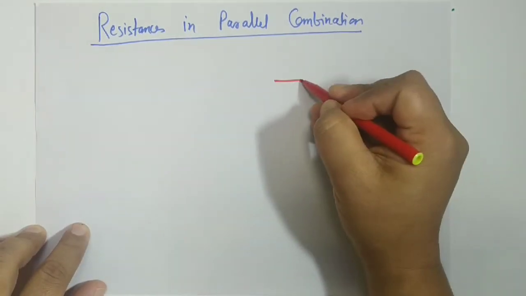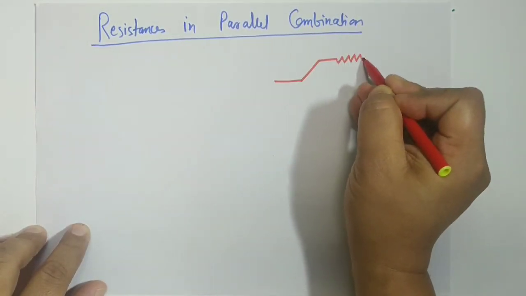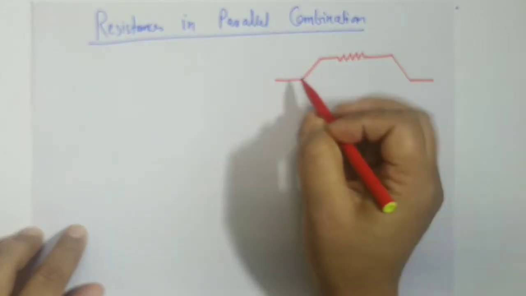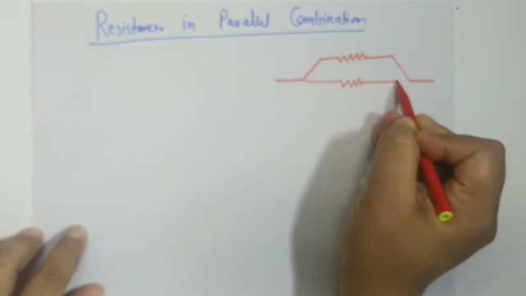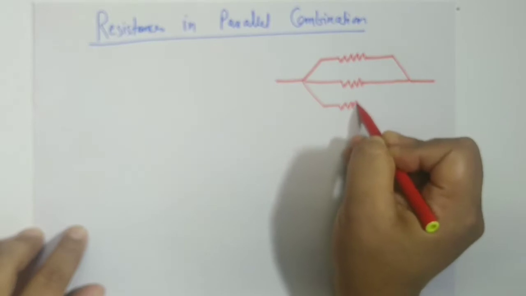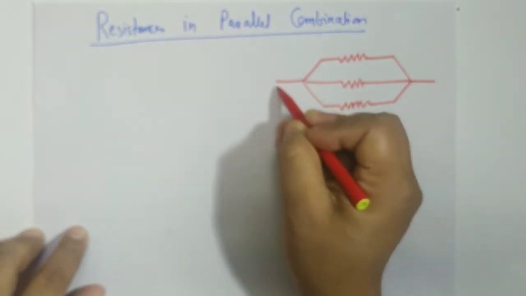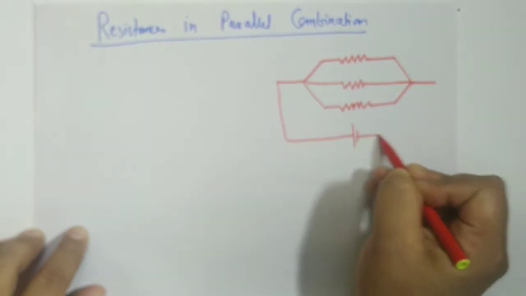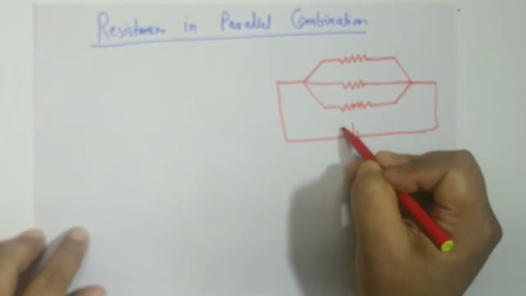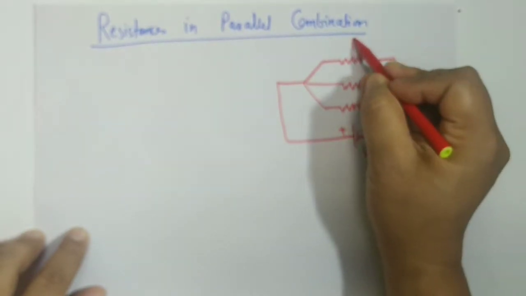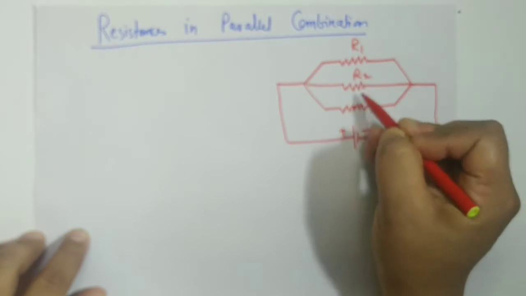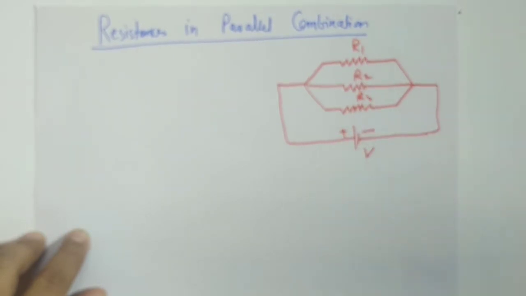Say there are three resistors connected in parallel like this. We have three resistances, they are connected in parallel with a battery of potential difference V. This is R1, this is R2, this is R3. These three are in parallel.